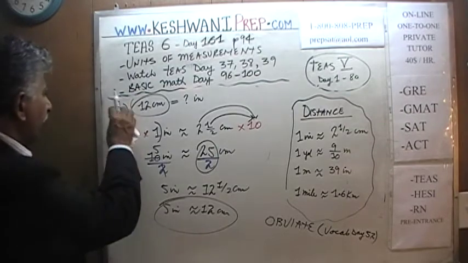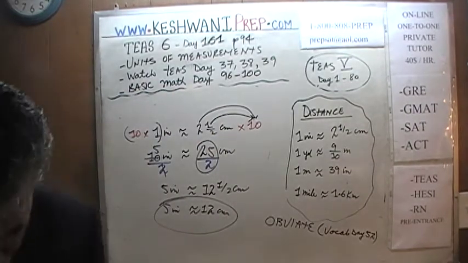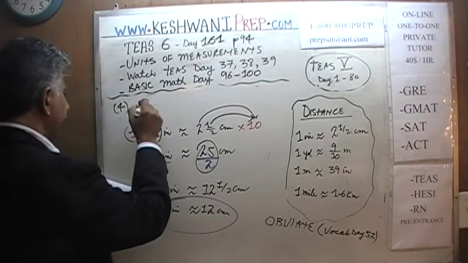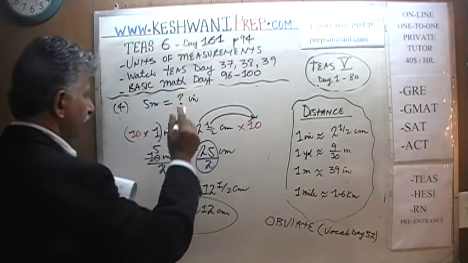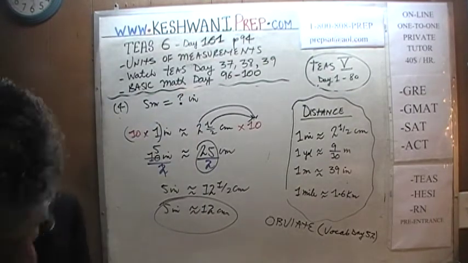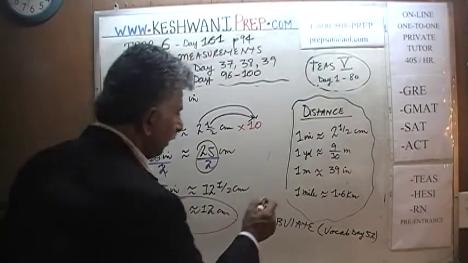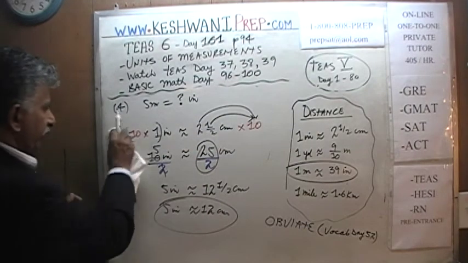Let's do the next one. Number four says, how many inches are there in 5 meters? 5 meters equals how many inches? Well, where is that information? Well, we know 1 meter, right here, we are told is 39 inches. So, let's use that information, shall we?